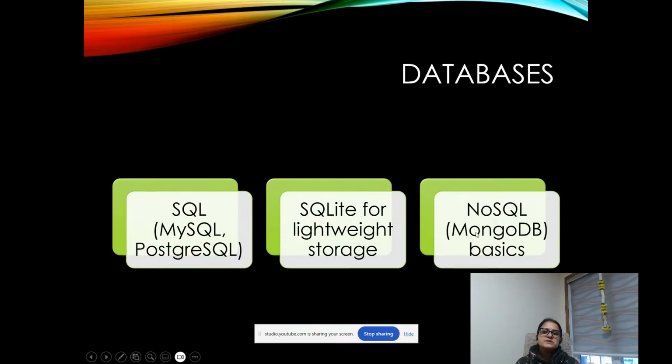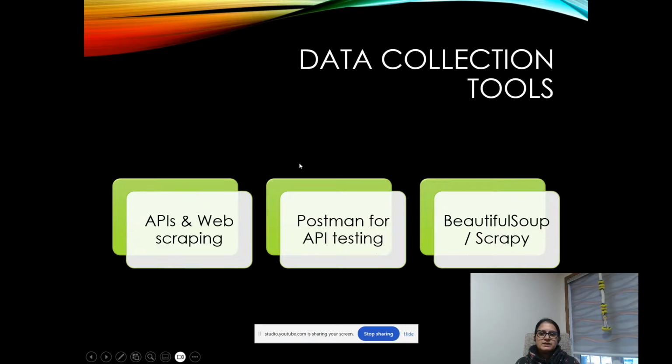Databases: you don't need to be an expert in all. You can pick any database in which you are comfortable. If you are an expert in one database, no company wants you to be an expert in each and every database. Every company has different databases and different requirements. But if you are an expert in one database, they will consider you. Data collection tools: API and web scraping.